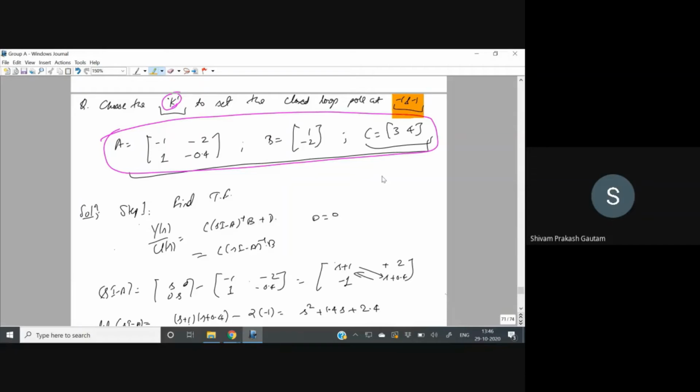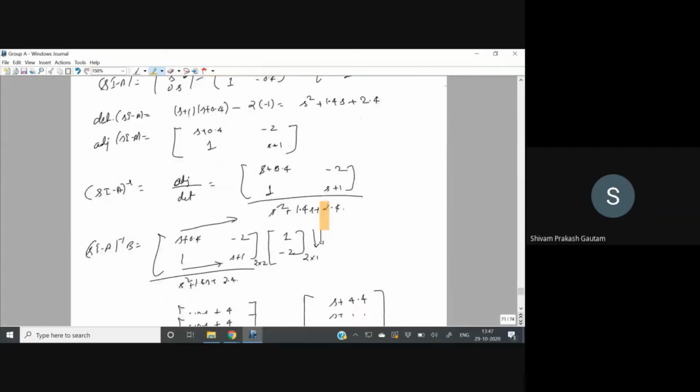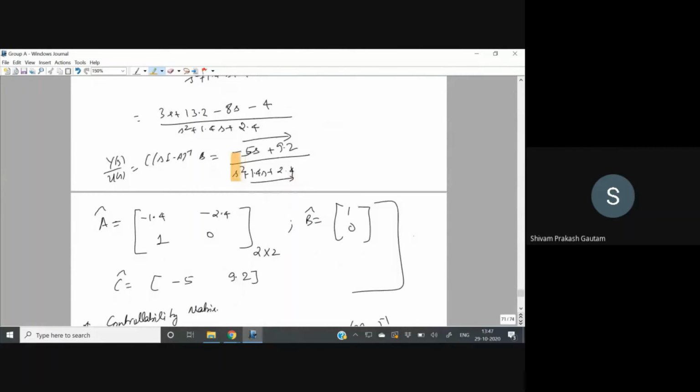So for that, what we will do first is find its transfer function, and from that transfer function we will obtain its control canonical form. You can see here, we are finding the transfer function by the formula C times (sI minus A) inverse times B. After doing some calculations, we calculated the transfer function. Though it is a lengthy solution, finally you will get it. This is the transfer function.